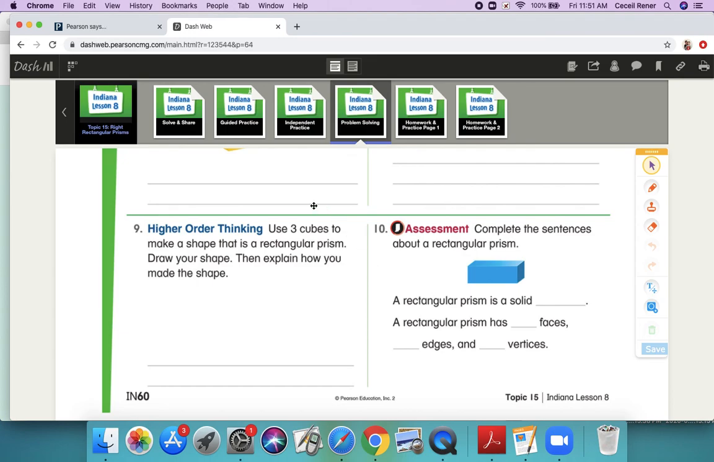Good job, boys and girls. I think you're knowing a lot about a rectangular prism. And I bet if you look around your house, you can find a lot of things that are the same shape as a rectangular prism. They're all around us. Good job.